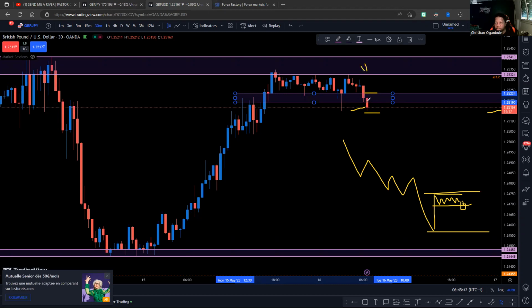Safer would be you allow this to push to the downside. You allow it to push to the downside. When it does find some sort of resistance again, one can continue that trade to the downside.